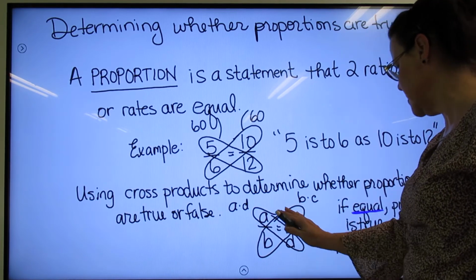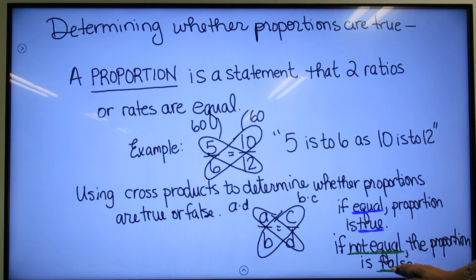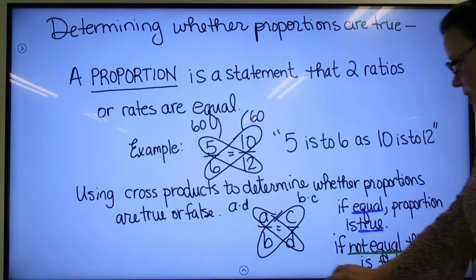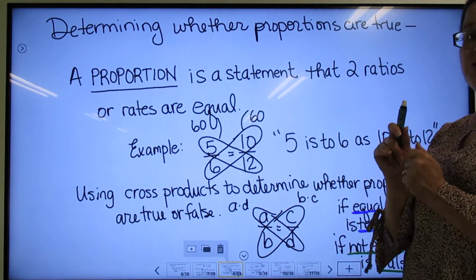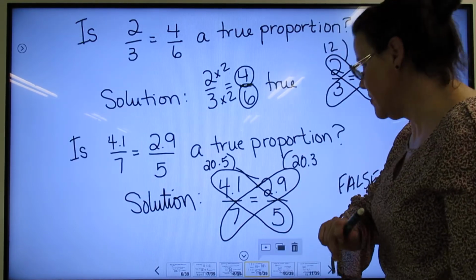This would be that formula. If equal, the proportions are true. If not equal, the proportion is false. So that's how you would figure that out. And again, if I'm going too fast, guess what you get to do? Rewind and re-listen, okay? All right.